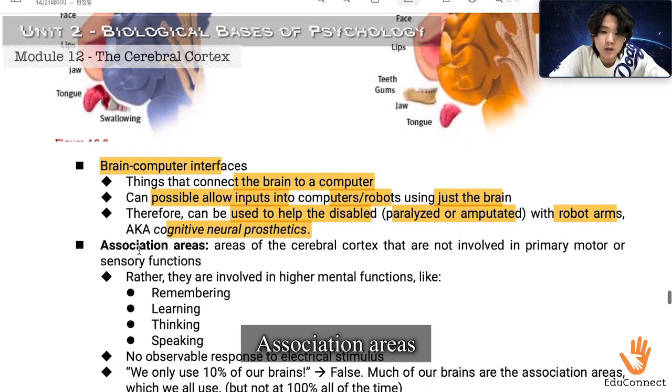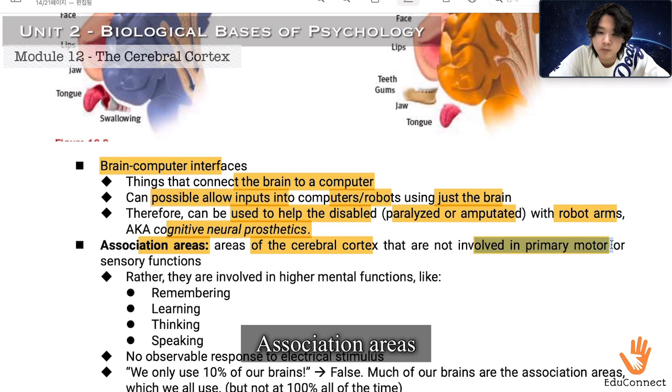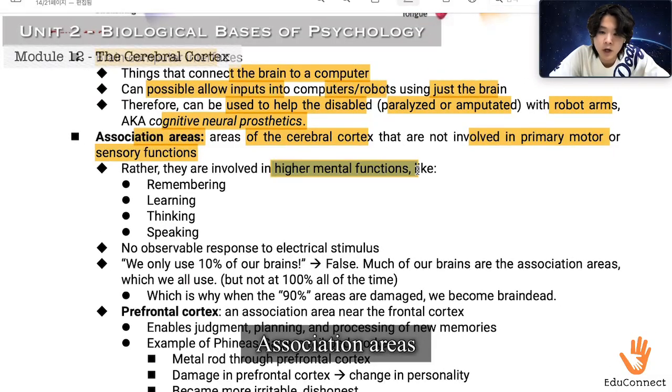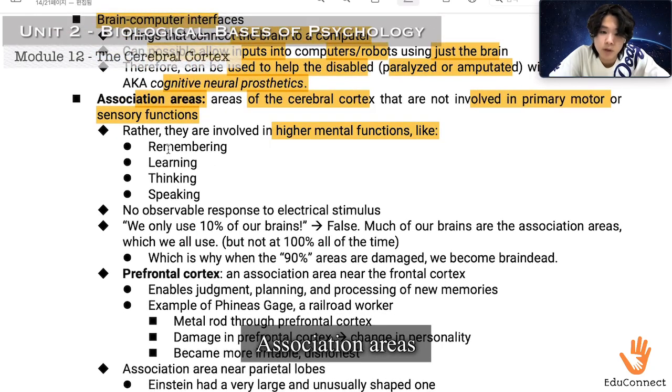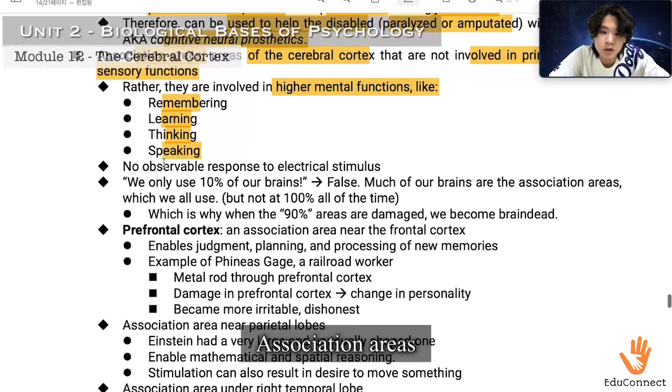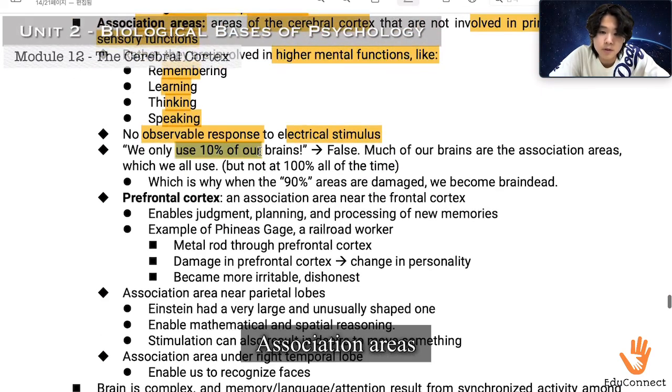The association areas are the areas of the cerebral cortex that are not involved in primary motor or sensory functions. Rather, they are involved in higher mental functions like remembering, learning, thinking, and speaking. So no observable response to electrical stimulus is there. We only use 10% of our brains? That is false, because much of our brains are the association areas, which we all use, but not at 100% all of the time.